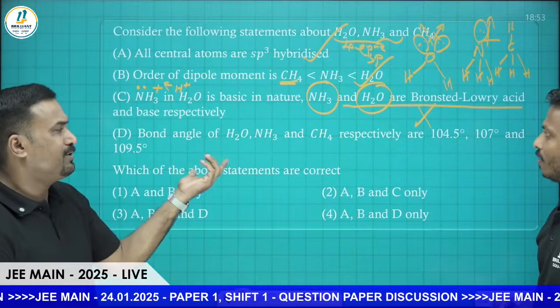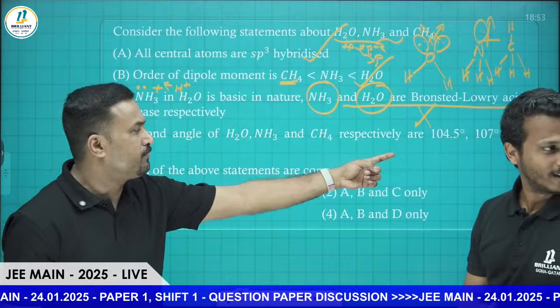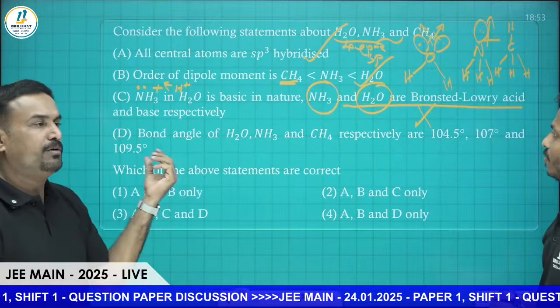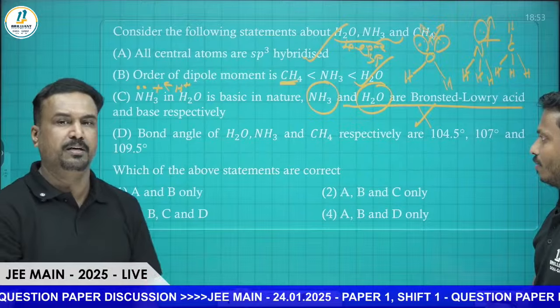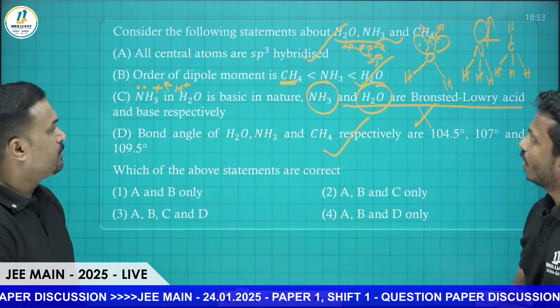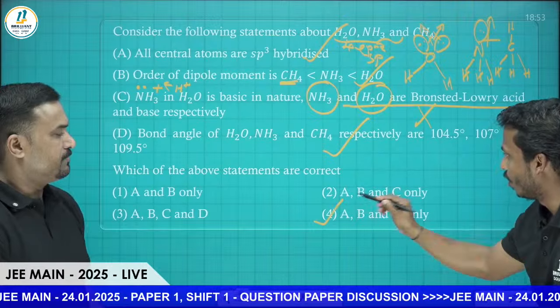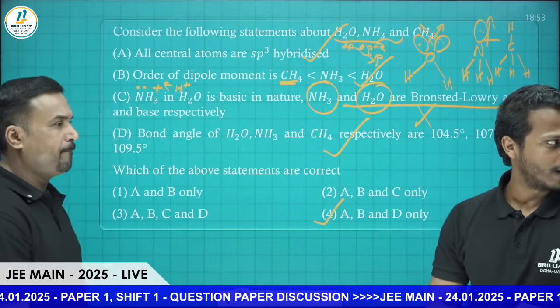Bond angle of H2O, you know that one. Everyone knows that. 104.5 is for water, 107 for NH3, and 109.5 degrees based on the shape. Yes, that is correct. So overall, A, B, D are the correct answer. So A, B, D, option 4. Option 4 is given, right, Abdul Hadi?